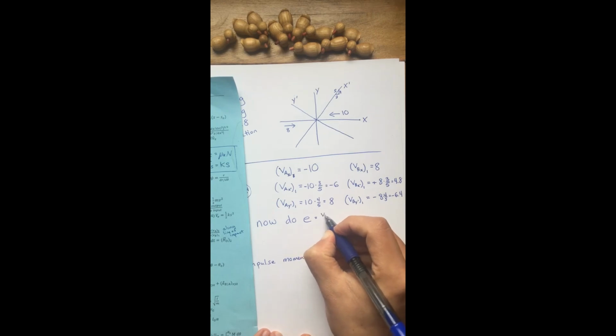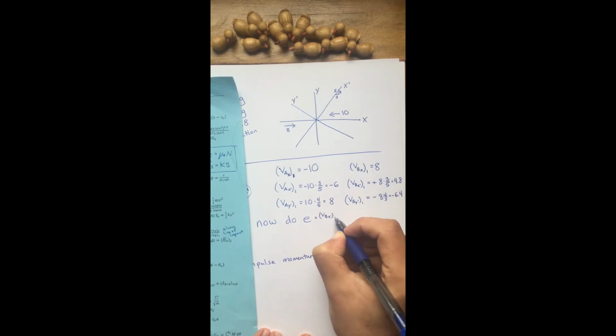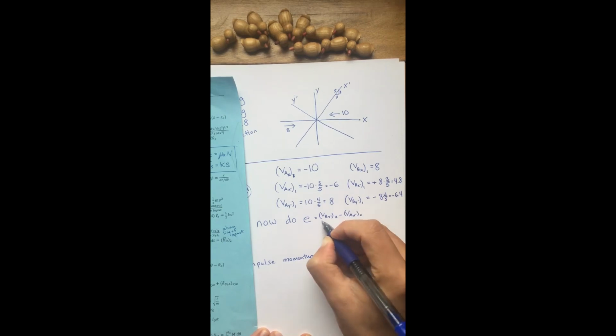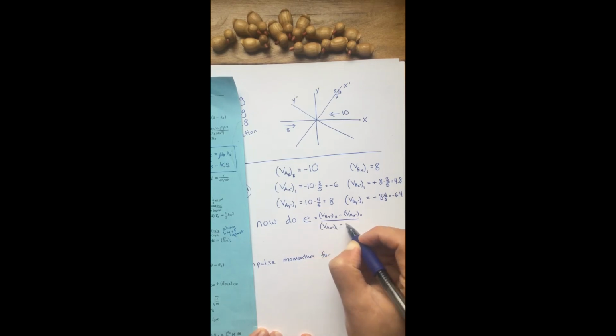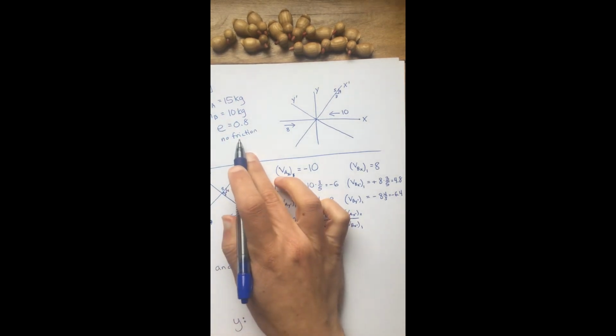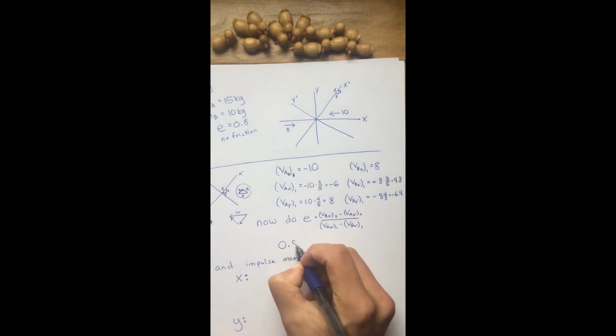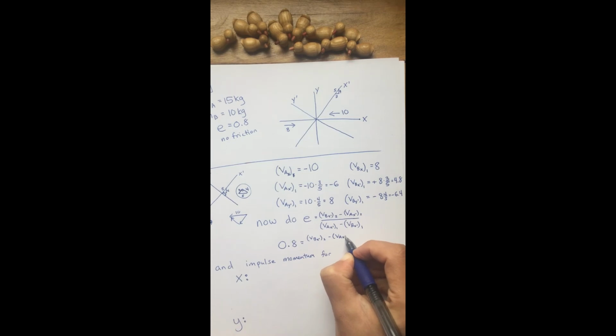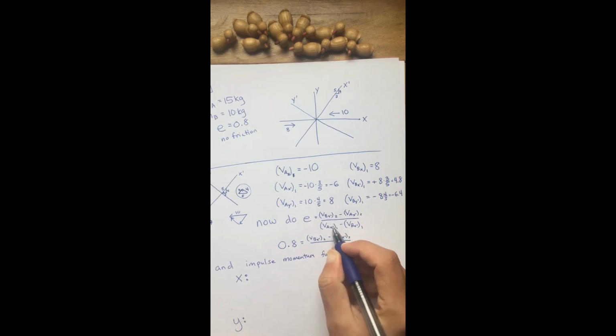So this is v b x prime 2 minus v a x prime 2 over v a x prime 1 minus v b x prime 1. Okay, so we're going to start there, and my coefficient of restitution is 0.8. So I have 0.8 is equal to, I don't know the final velocity, so I have to leave that as vbx prime 2 minus vax prime 2 divided by vax prime 1.